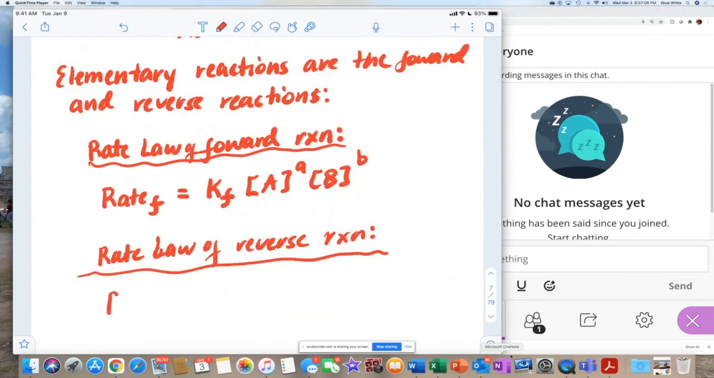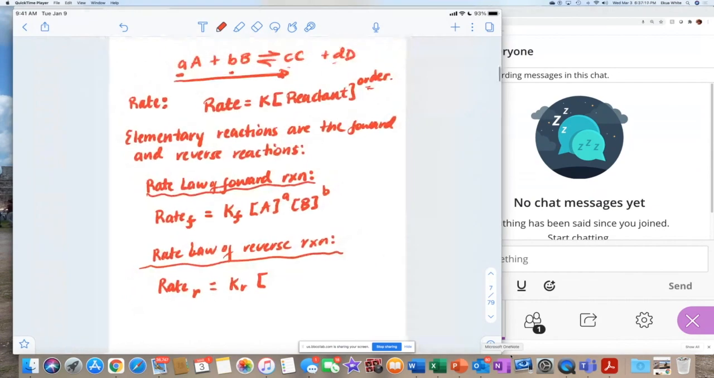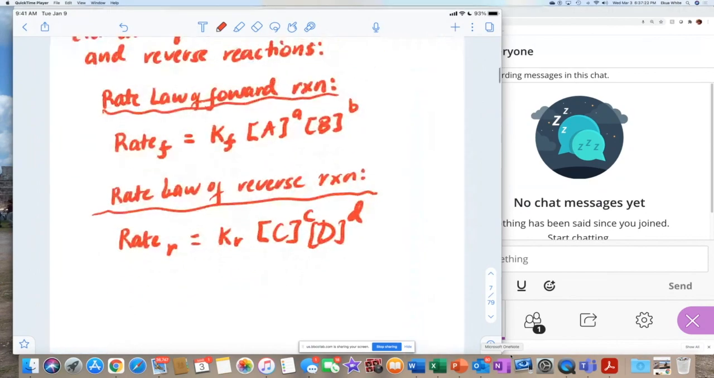Okay, I want this to look a little pretty. Rate equal, what is reverse? I'll call little r reverse. Equal k reverse, open parentheses. What are the reverse chemicals? Oh, C raised to the power c, D raised to the power d, right?